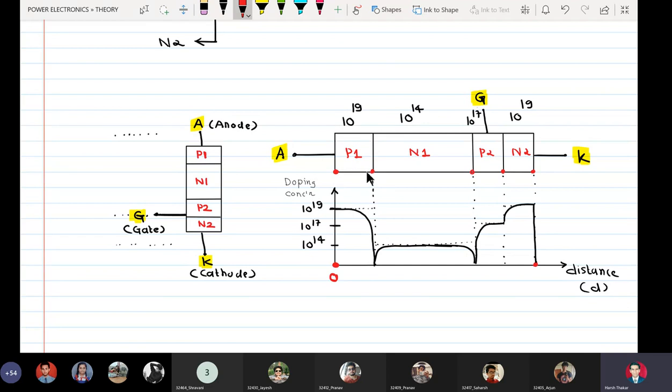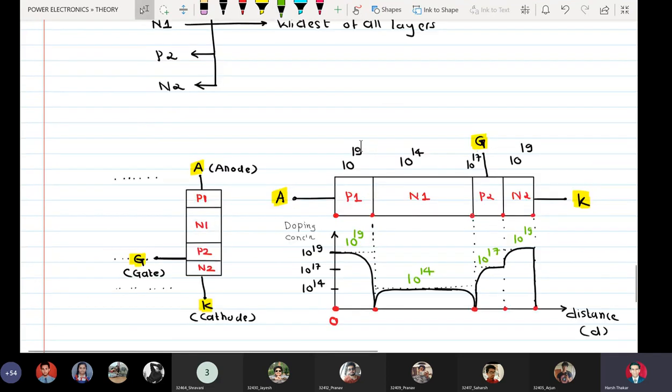Okay. So this to this is 10 raised to 19. This to this is 10 raised to 14. This to this is 10 raised to 17. Again 10 raised to 19. So we can write it like this now: 10 raised to 19, 10 raised to 14, 10 raised to 17, 10 raised to 19, right?